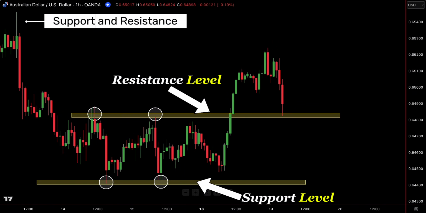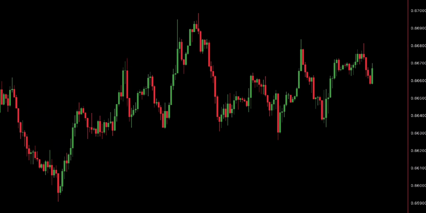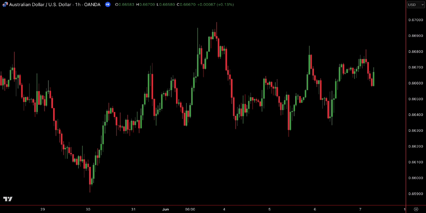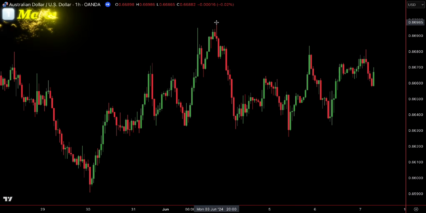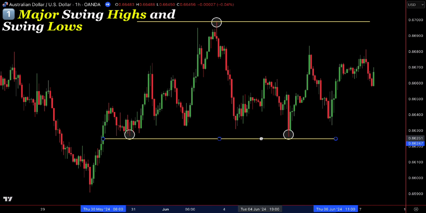Before price reaches these areas again, you must already have them marked in advance, because this is where your best trade opportunities will come from. Here are the 6 criteria every strong support or resistance level must meet. Major swing highs and swing lows. Start with the most important turning points on the chart.